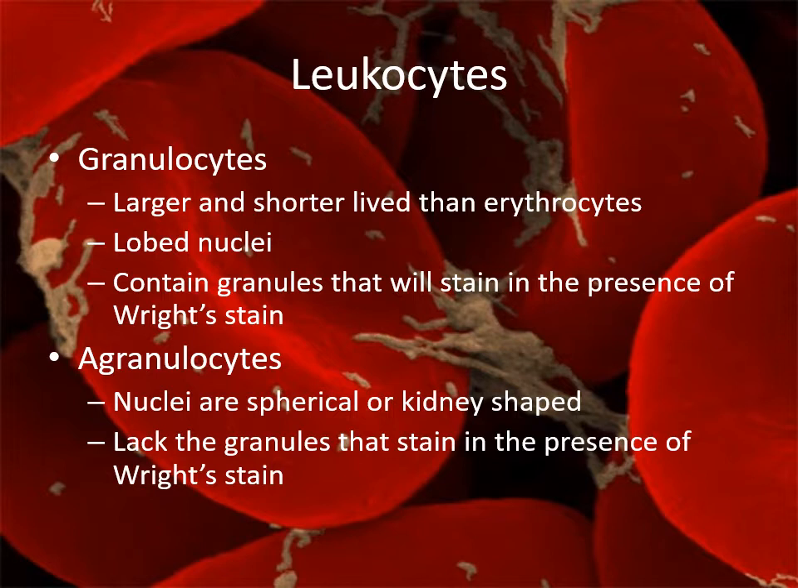So the first type of white blood cells are the granulocytes. They are larger, they don't live a whole long time. They live longer than erythrocytes, and erythrocytes usually live between 90 and 120 days. They have lobed nuclei, and they contain granules that will stain in the presence of right stains. So it's really easy to see them when we have a blood smear under the microscope. Then there's agranulocytes, and these nuclei are spherical or kidney shaped, and they don't stain under the right stain.